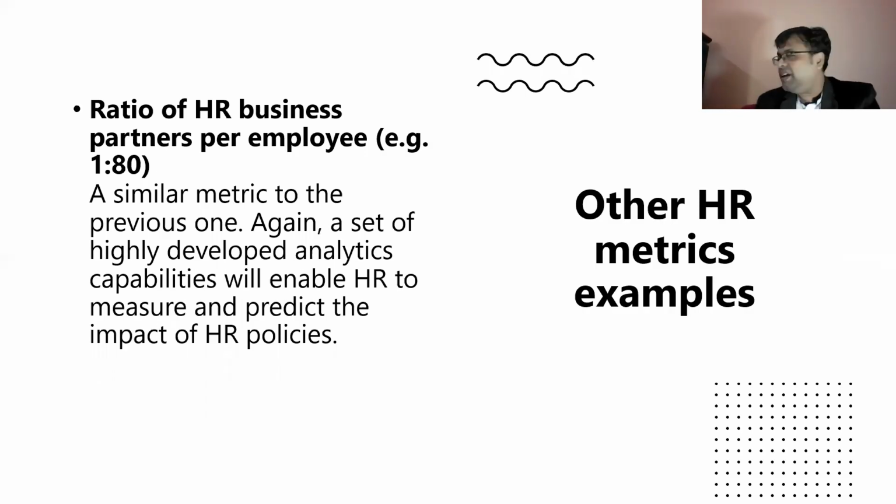Ratio of the HRBP, same thing. HRBP would be taking care of the business part of the HR. He has to take care of the HR business related activities as well. So usually it is higher than the HR. So 1:80 means 1 HRBP can handle 80 employees, right?